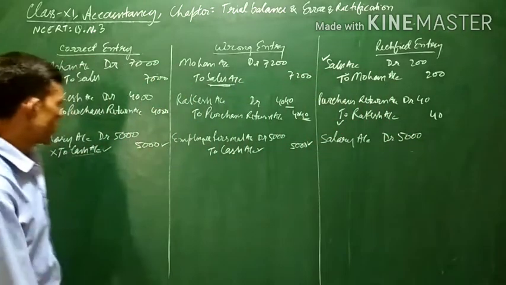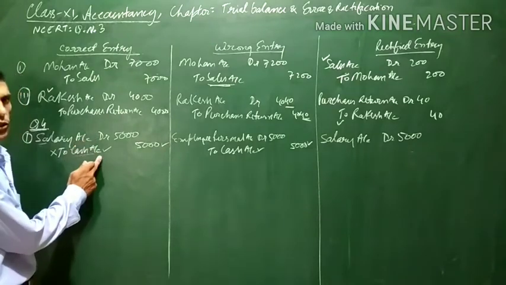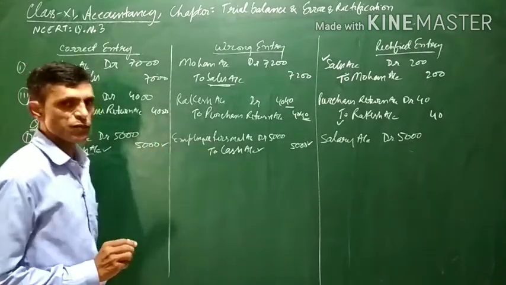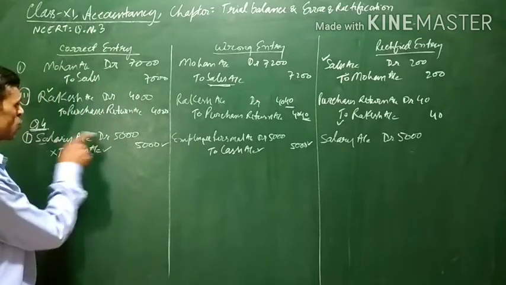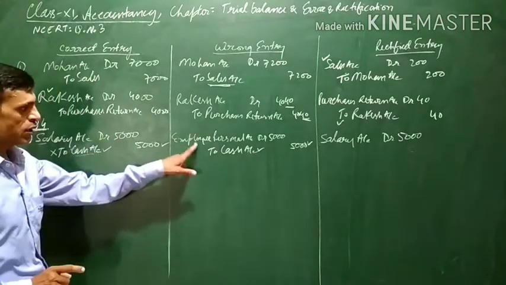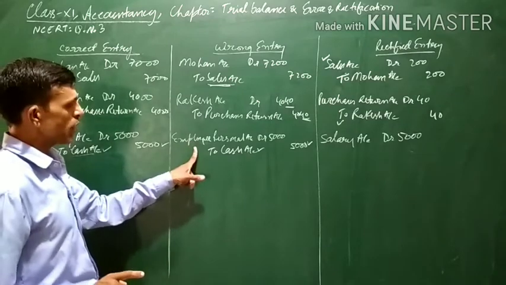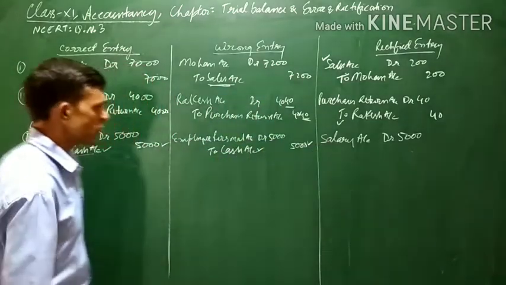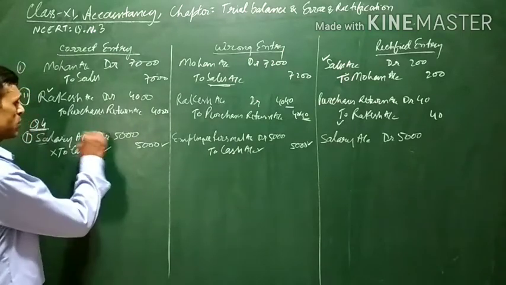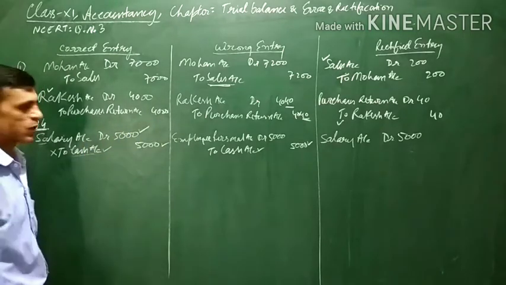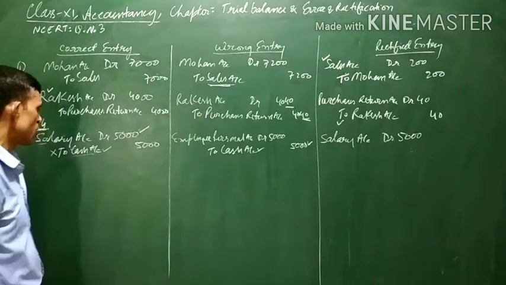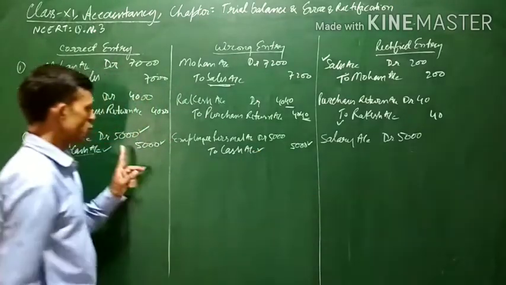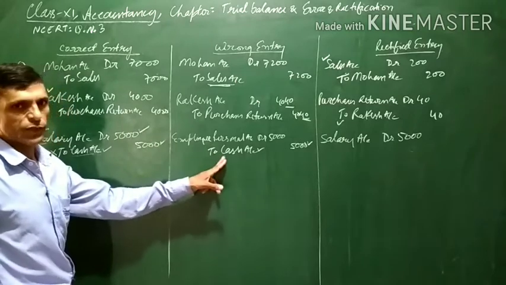See again. The correct entry is salary account debit to cash. The wrong entry is employee's personal account debit to cash. Salary should have been debited with 5,000, but it has not been debited. That is why we will debit the salary account. Cash is already credited in both, so we do not have to rectify this thing.